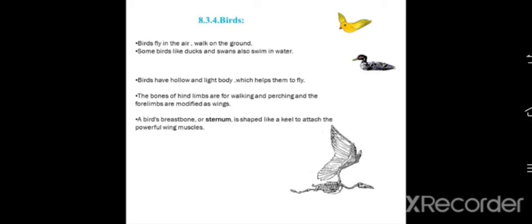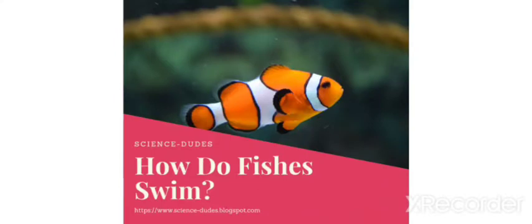The breastbone or sternum is modified to hold the muscles of flight which are used to move the wings up and down. How do fishes move? They swim, isn't it? The head and tail of the fish are smaller than the middle portion of the body. This body shape is called streamlined. The shape of the fish is such a way that they can flow easily in the water.